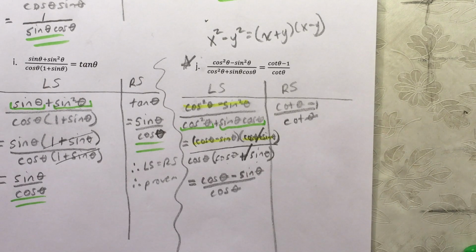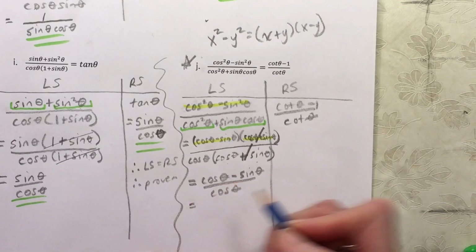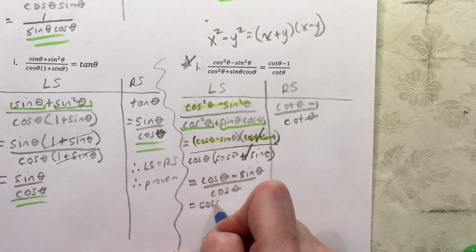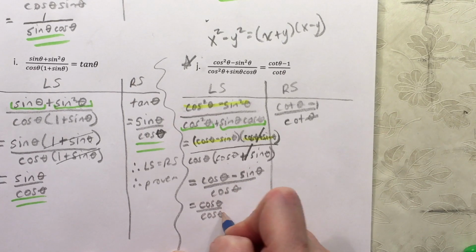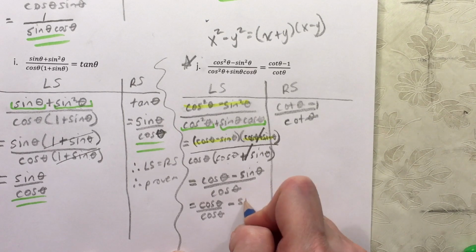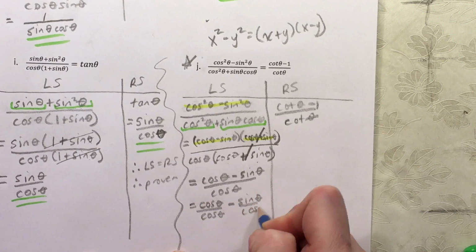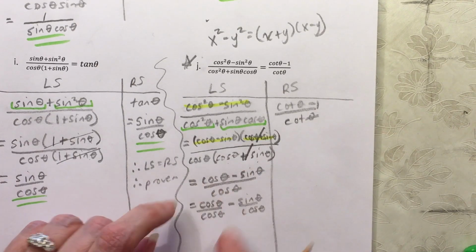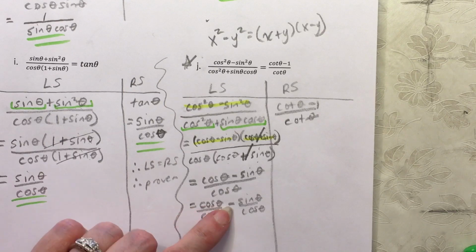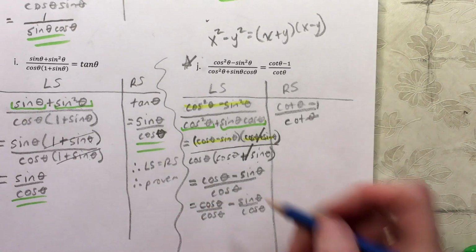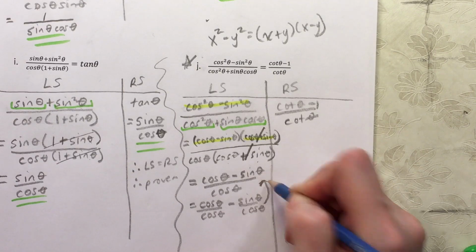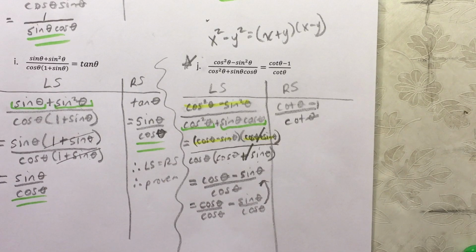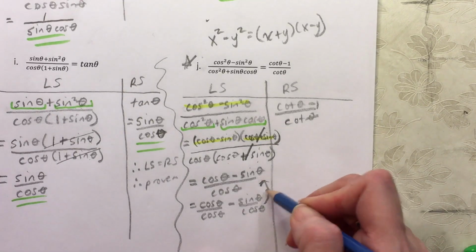Okay, so we're going to use a strategy that we haven't used yet. Here we have a common denominator of cos theta. What we're actually going to do instead is break it up into two fractions subtracting. So cos theta minus sine theta all over cos theta means exactly the same thing as cos theta over cos theta minus sine theta over cos theta. We're used to going this way, where we get our common denominator and then we subtract the numerators over the common denominator, but we're going to do a little something different. We're going this way instead.